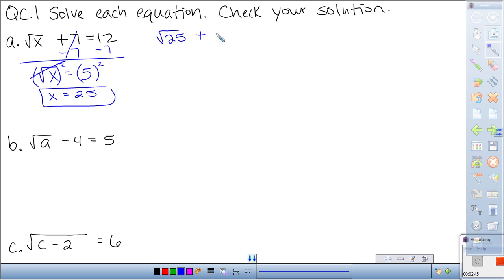And then to check, just plug it into your original equation. Square root of 25 plus 7 equals 12. The square root of 25 is 5. 5 plus 7 equals 12. That's true. We can stop right there.